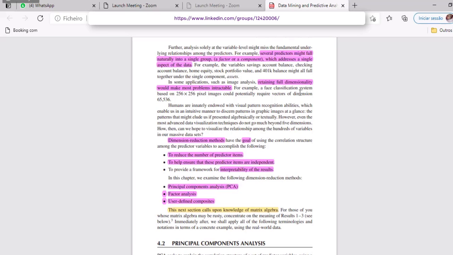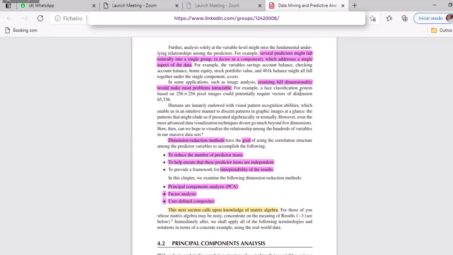The method that we are going to cover in this session is the PCA, and the main part of this chapter is about PCA, so principal components analysis. Also, Afshin is going to talk about factor analysis and user-defined composites, but the major part of it and the base of it all, even the factor analysis, is the PCA.